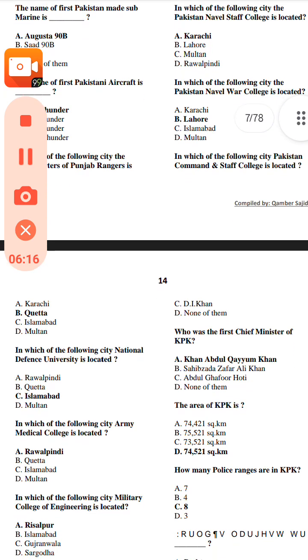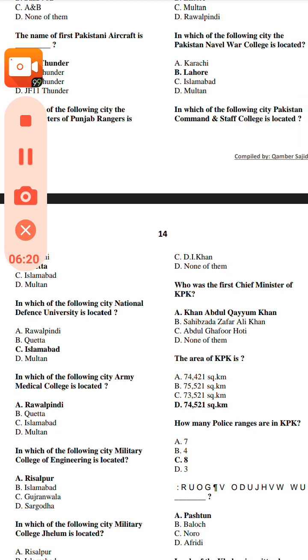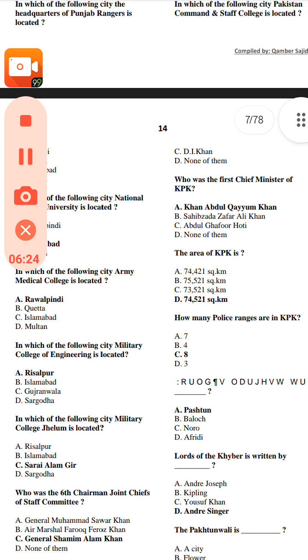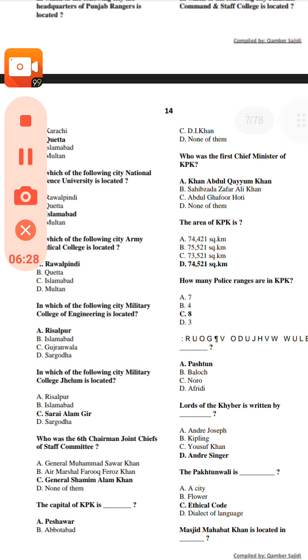In which city is the Pakistan Command and Staff College located? Quetta. The National Defence University? Islamabad. The Army Medical College? Rawalpindi. The Military College of Engineering? Risalpur. The Military College, Jhelum, is located in Sarai Alamgir. Who was the sixth Chairman of the Joint Chiefs of Staff Committee? General Shamim Alam Khan.